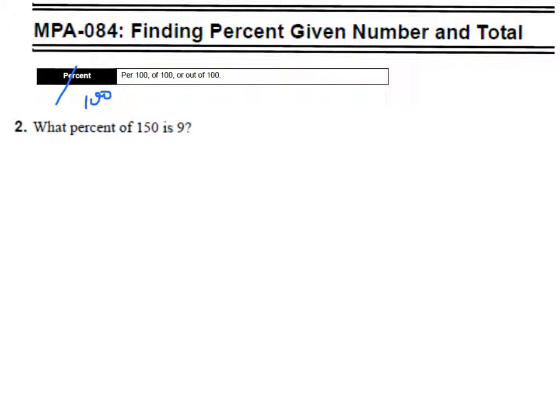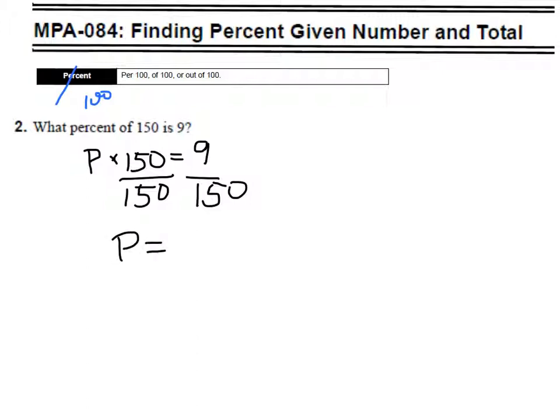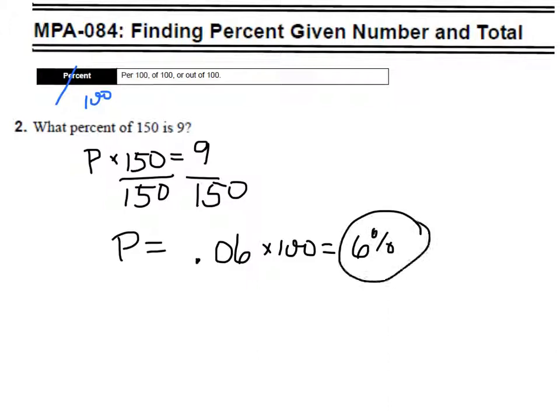What percent? So I'm going to use P for percent. Of always means times. 150. Is always means equals 9. So then to solve, all we need to do is divide both sides of our equation by 150. So we're undoing the times with divide, and we'll get P equals. When I divide, it gives me a decimal, 0.06, but I remember percent is out of 100, so I need to take that times 100. So I move my decimal 2 places, and I get 6%.